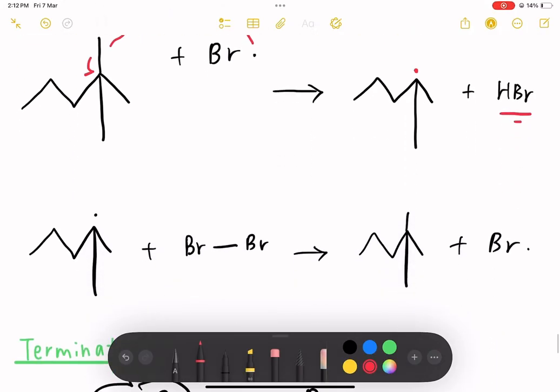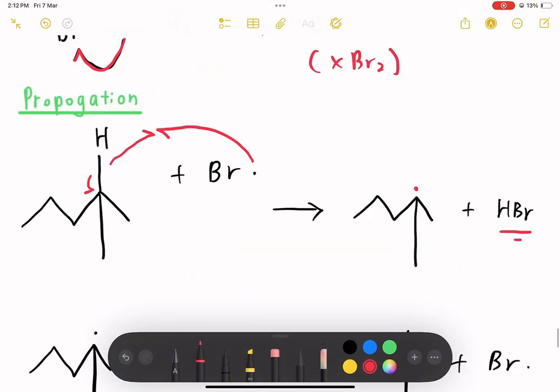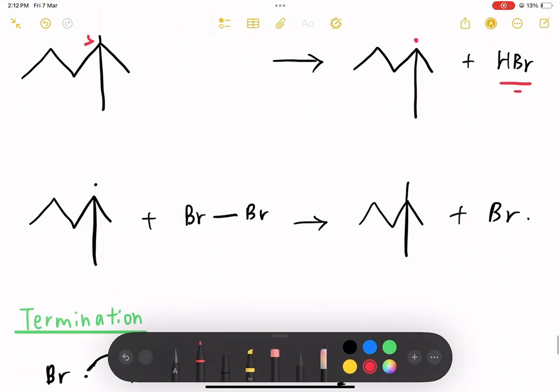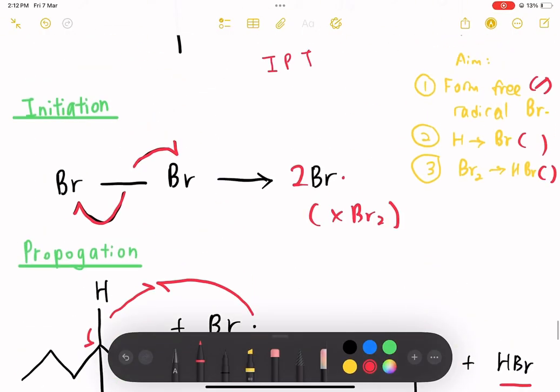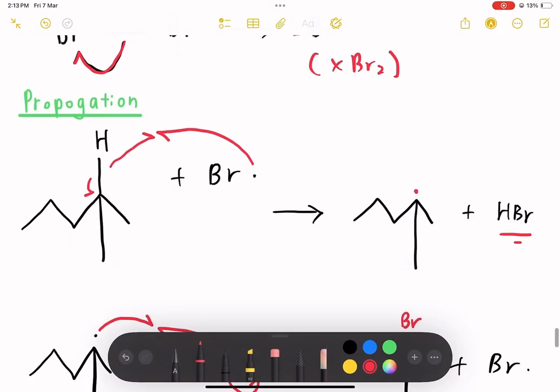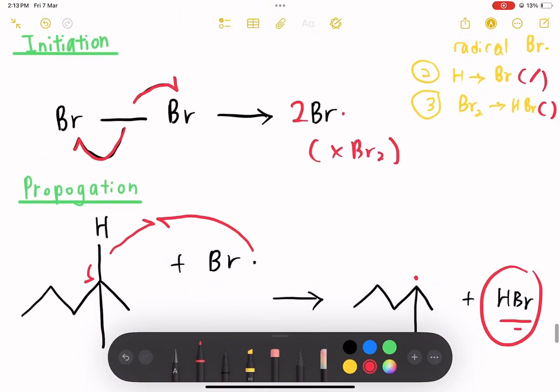Then it is not yet achieved because we want H to be replaced by Br. So this unpaired electron will try to steal the electron from Br, and then the remaining unpaired electron will go here. Then it will form this one, and the aim is achieved because H is already replaced by Br, and then HBr is also formed, so the aim is achieved.